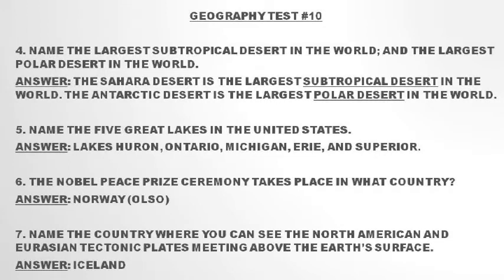Question 6. The Nobel Peace Prize ceremony takes place in what country? And the answer is Norway, and the capital is Oslo. The Nobel Peace Prize is actually an award created by the country of Sweden. The other, I think, 4 awards that make up the Nobel Prizes, like in math and science, for example, are in fact held in Stockholm, Sweden.